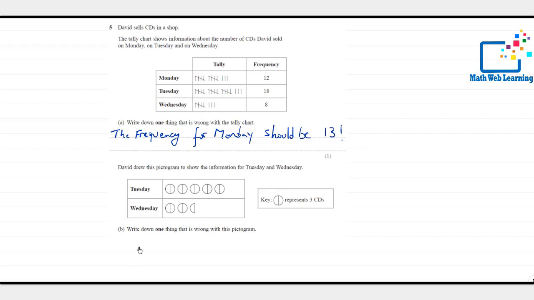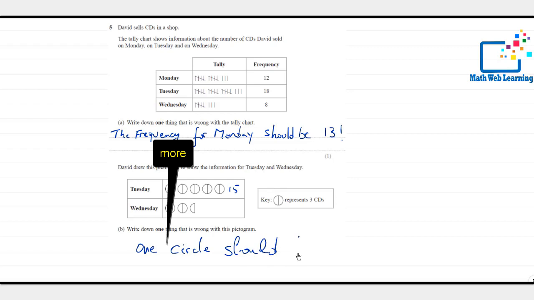Let's move on to part B. The key says the circle represents 3 CDs. Now if I look at Tuesday, it means that I got 15, according to this pictogram. But if I look here, Tuesday should be 18. So one circle should be drawn.